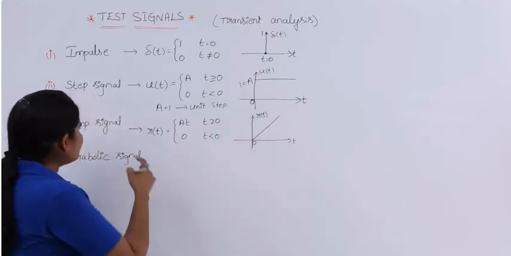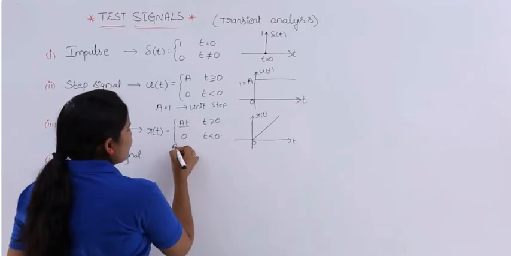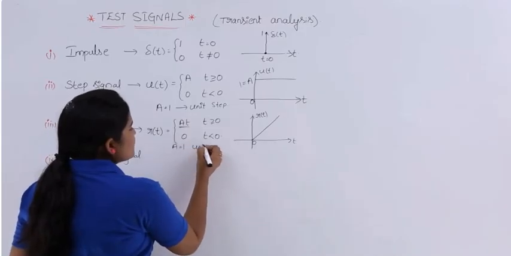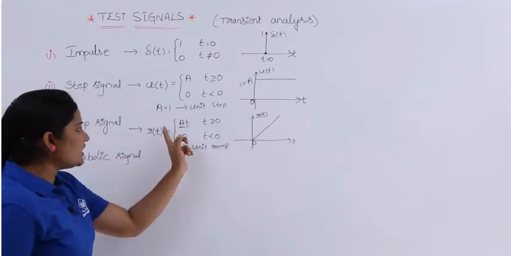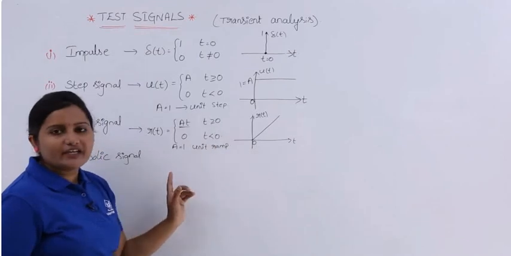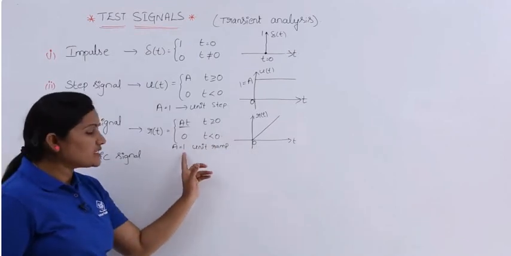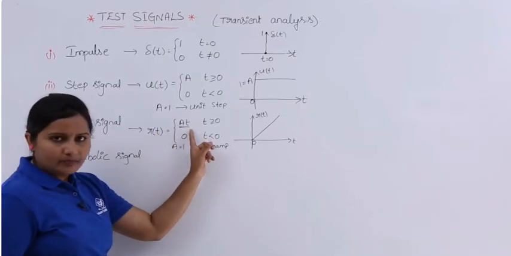We say this is a unit ramp whenever the value of a is equal to 1. That is called the unit ramp signal. So the definition also changes: r of t is equal to t when t is greater than or equal to 0. If the amplitude of that ramp is unity, then you can say r of t is equal to t.